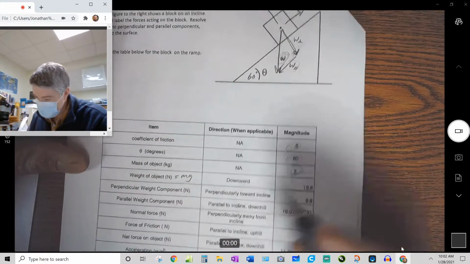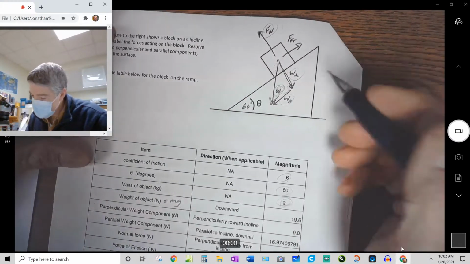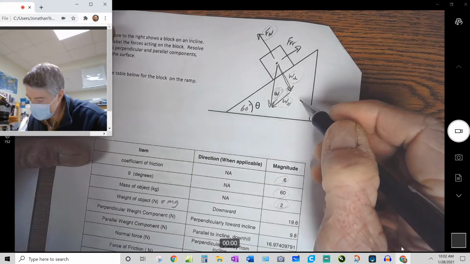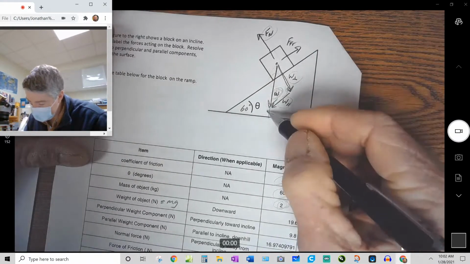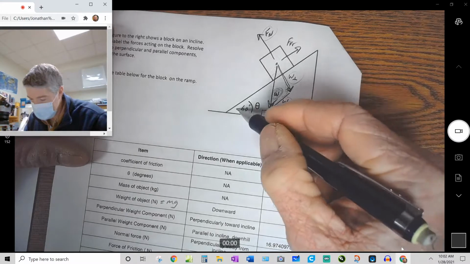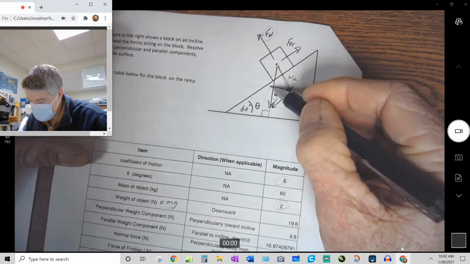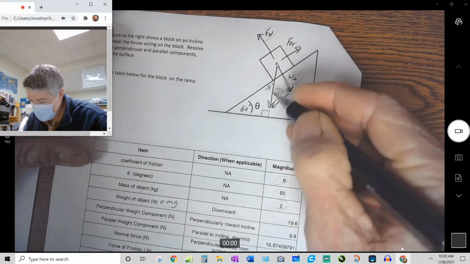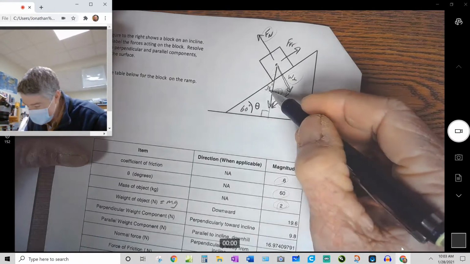The perpendicular weight component, now I want this. I want the component of this that is perpendicular to the surface. So, do a little geometry here. There are different ways to go about this. If this is perpendicular, then this is 90 degrees, and these have to add up to 180 degrees. So this and this together have to be 90 degrees. So this is a 30-degree angle. And it's definitely not drawn to scale. This doesn't look like a 30, 60, 90 triangle. But anyway, that would be 30 degrees.